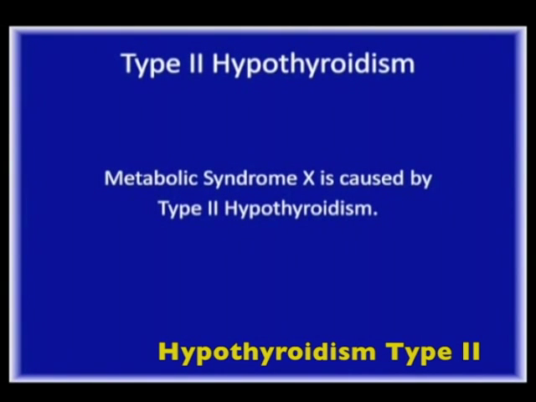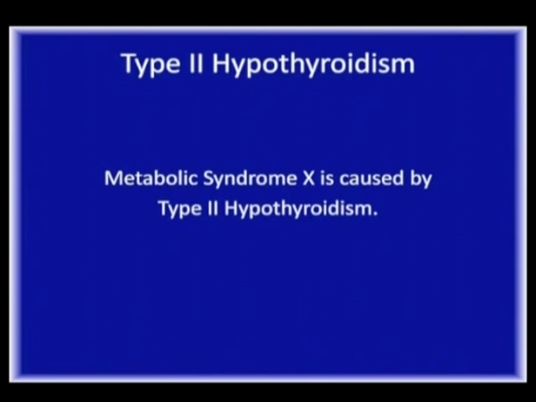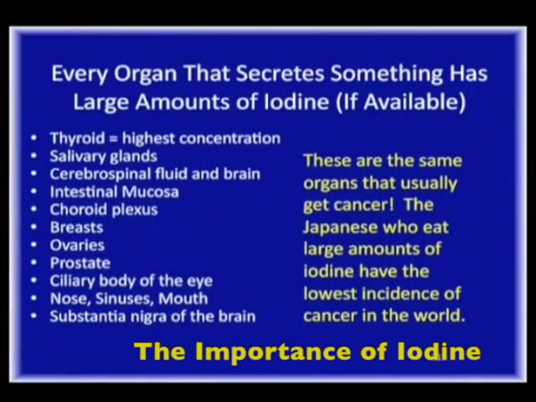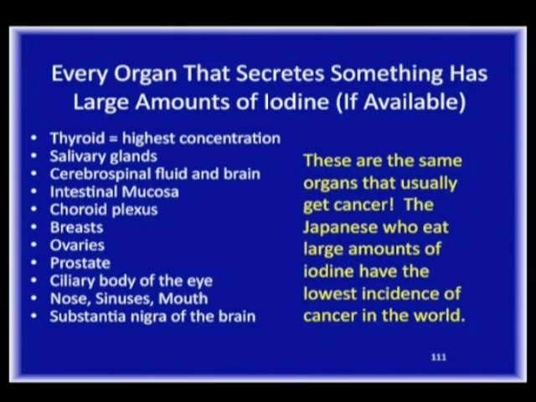After we discuss type 2 hypothyroidism, I believe you will agree with me that metabolic syndrome X is caused by type 2 hypothyroidism. As you will see in this discussion, we will find the causes for stress, heart attacks, ADHD, migraine headaches, childhood obesity, and adult obesity, all of which are epidemic in our country. In preparation for discussing hypothyroidism, we must discuss iodine.